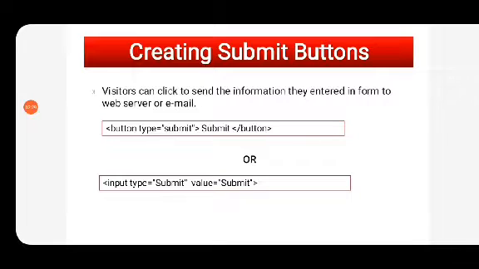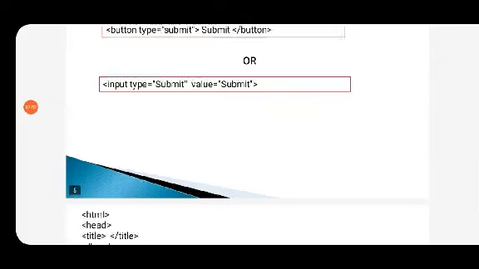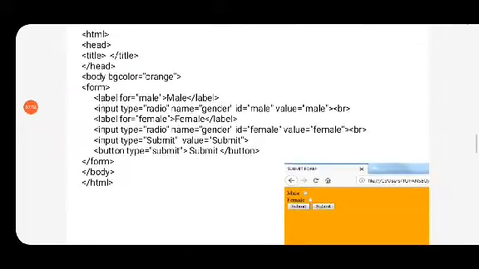Either you can have this code to create a submit button, or you can use input type equal to submit and value equal to submit. If you write this also, then also you will get a submit button. So either of the code can be used. So you should know both of them. MCQ questions can come regarding any of the questions, so you should know both the codes. So let us see an example.